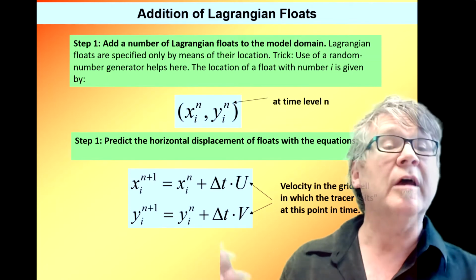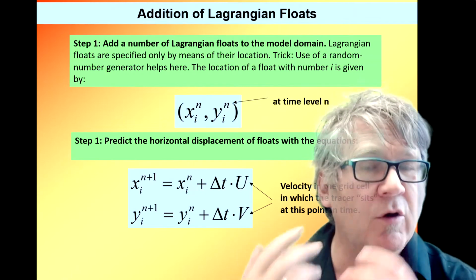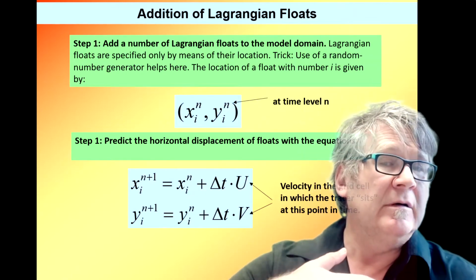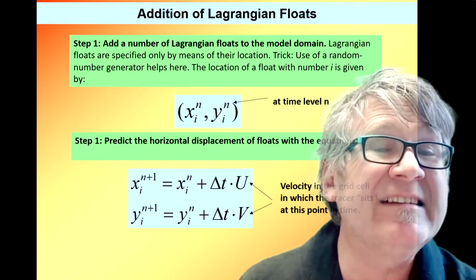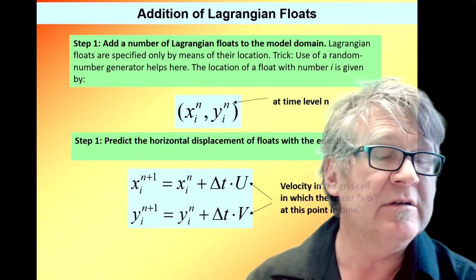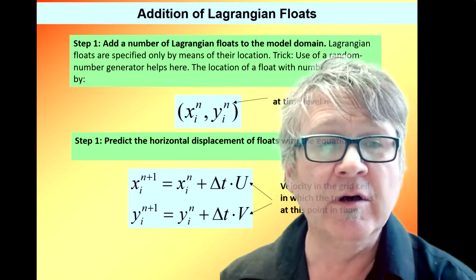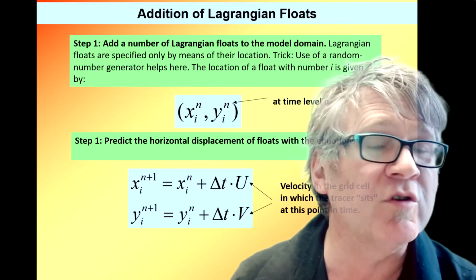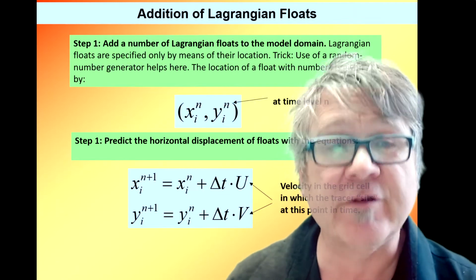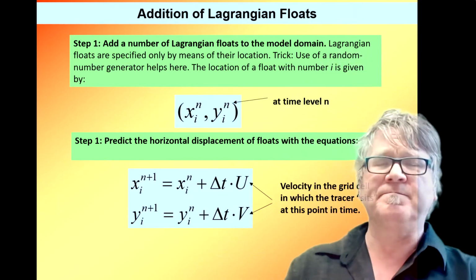So here we go, Lagrangian float. Lagrange was a mathematician who considered changes along the trajectory. That's why these floats are called Lagrangian, because this guy first studied these so-called trajectories. So now, how do you simulate it?